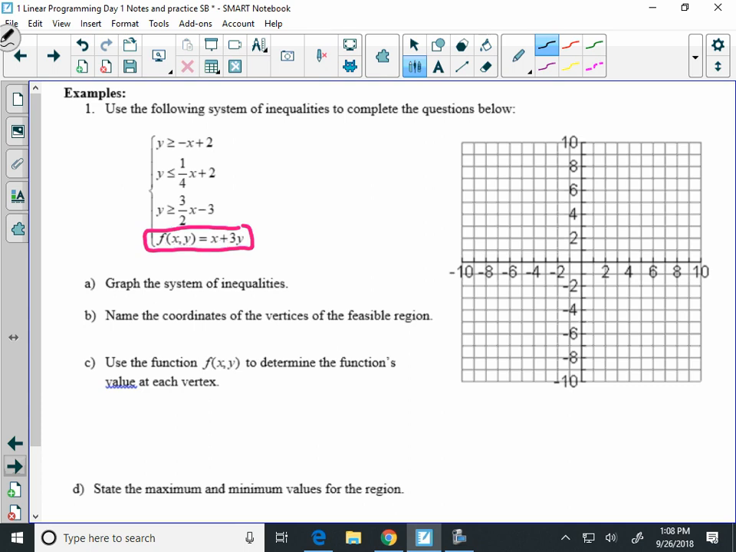Ready? You got it. Okay. You should know how to graph this. We're going to start at 2. That's our y-intercept, and our slope is -1. Down 1, right 1.